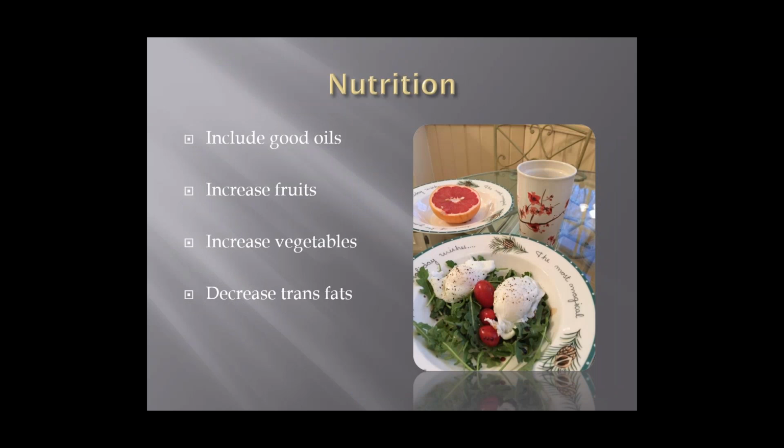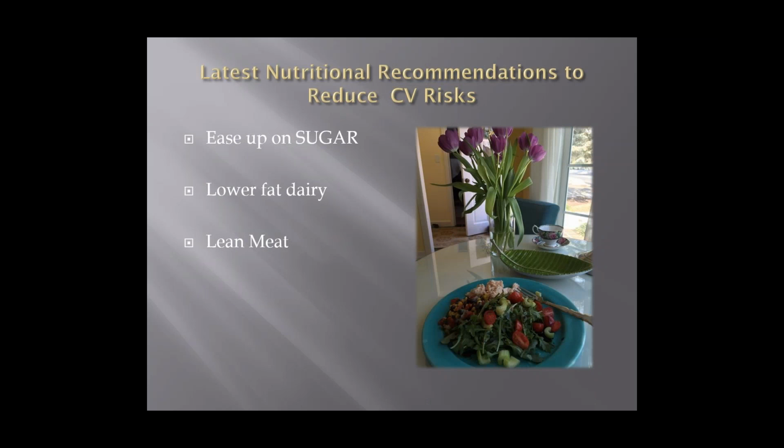Nutrition in general, you want to include the good oil, so you don't want to be fat-free. You want to be a fat snob, so just including the good oils like olive oil, nuts and seeds, avocados, the good oily fishes like salmon and trout. Fruits and vegetables, I like to think of them as separate, not together, so that you don't eat just fruits. You want to include 5 to 7 servings per day, and then decreasing the trans fats or the processed foods. Easing up on the sugar, again, that relates to the triglyceride levels.